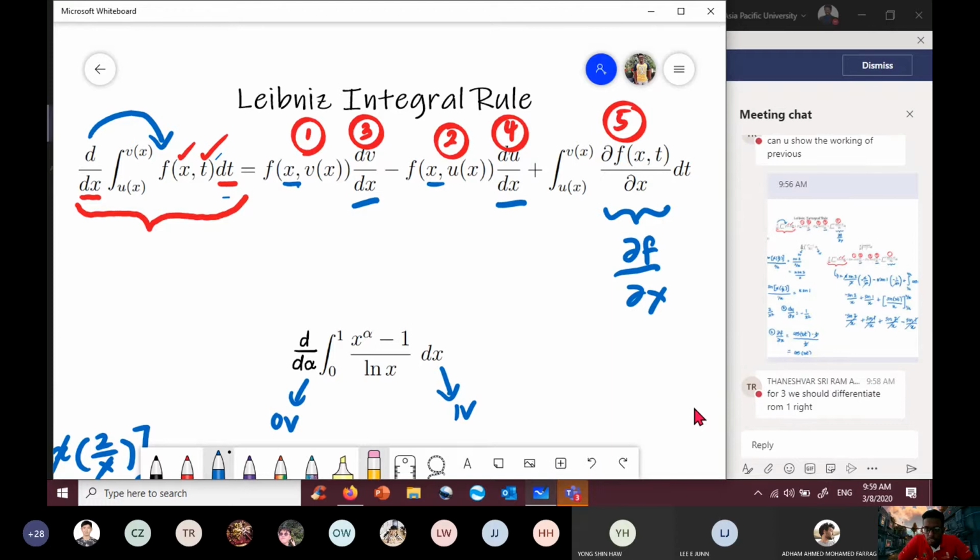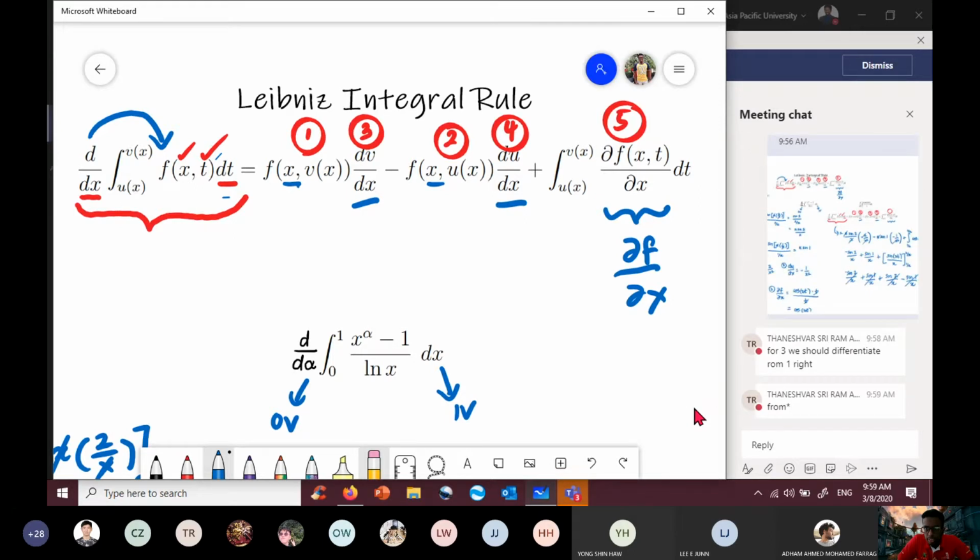For 3, we should differentiate 1. Yes, correct. So this is your V, so you should differentiate 1. If you differentiate 1, you get 0. So yes.